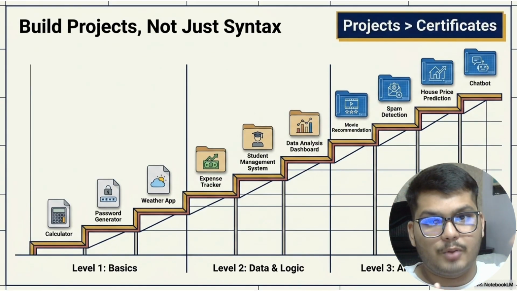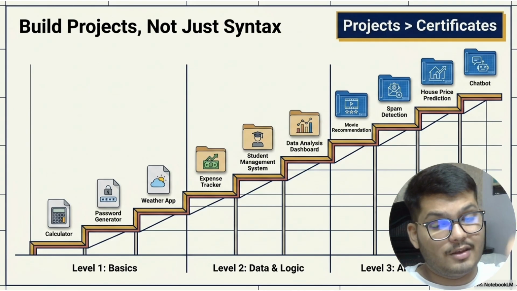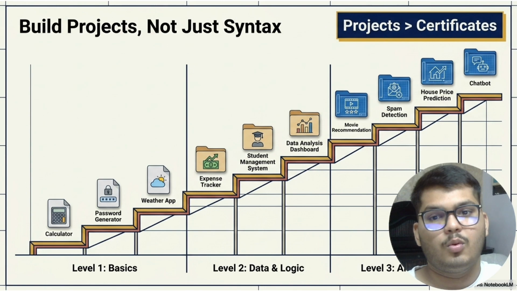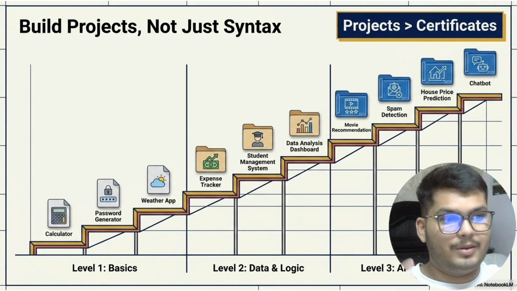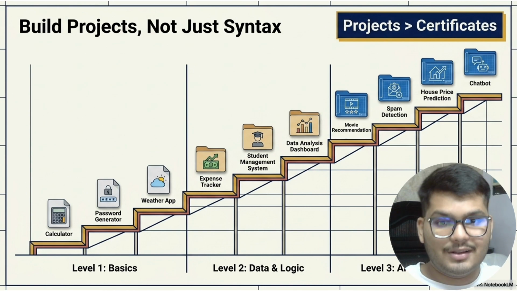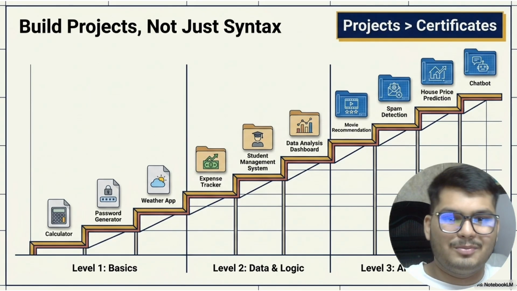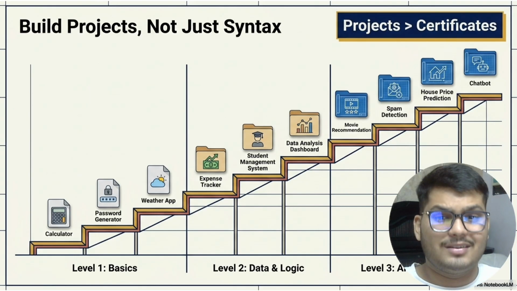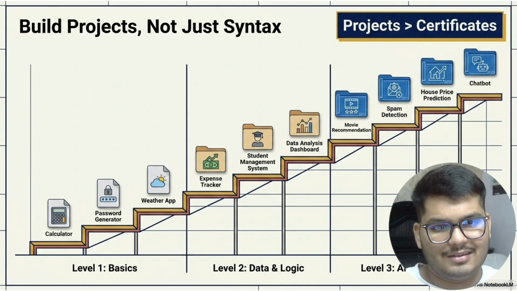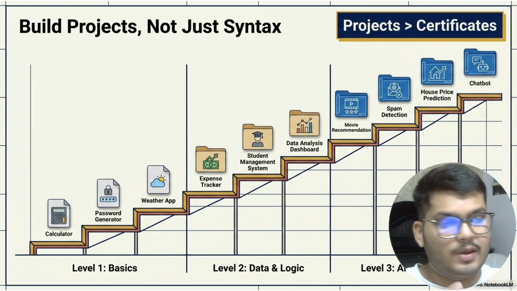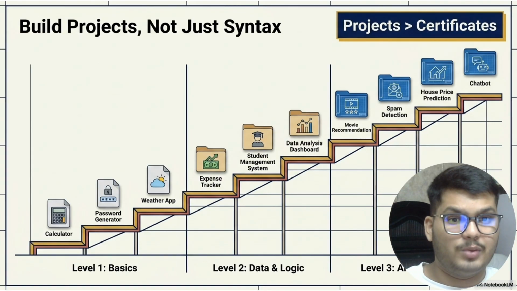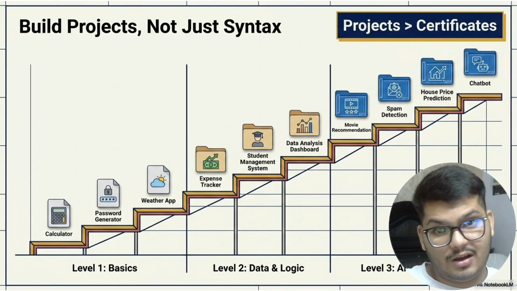And build proper projects, give more priority to projects rather than certificates. So how will projects be there? There will be three levels. First level will be the basics level, then data and logic level, and then AI and predictive level. In the basic level, basic calculator, password generator, weather app. And then in data and logic, expense tracker, student management system, data analysis dashboard. And in level 3, there will be four important projects like movie recommendations, spam detection, house price prediction, and chatbot. So these are some projects you can build.